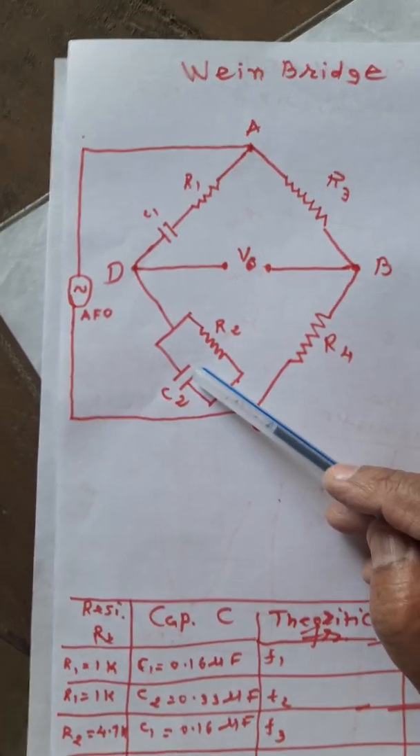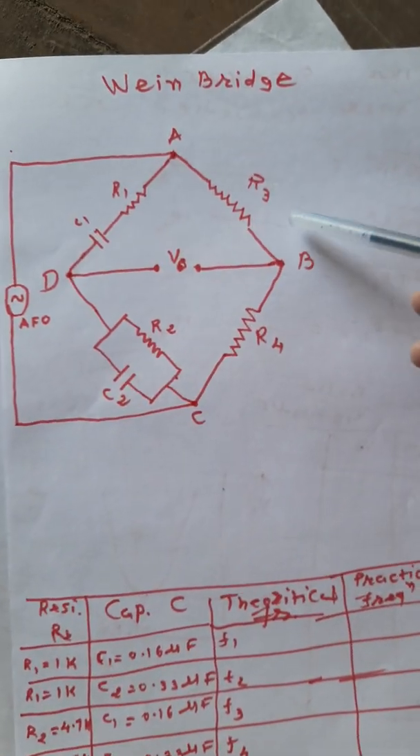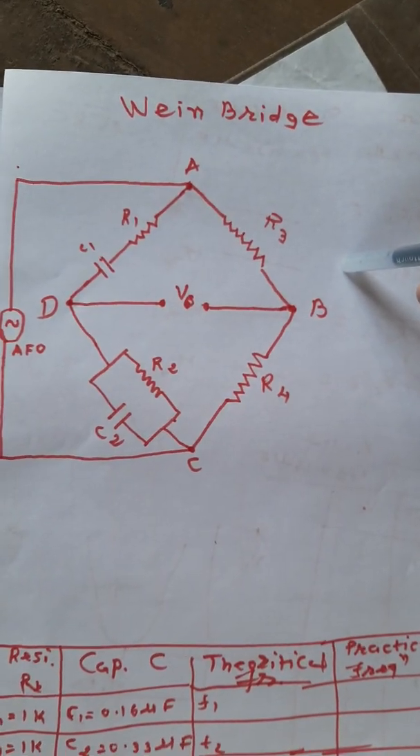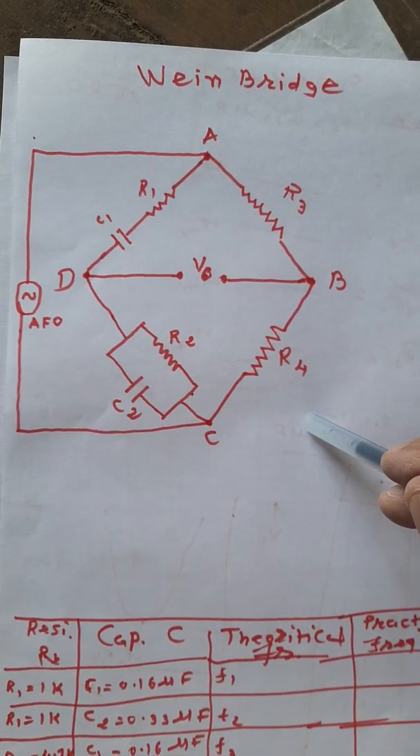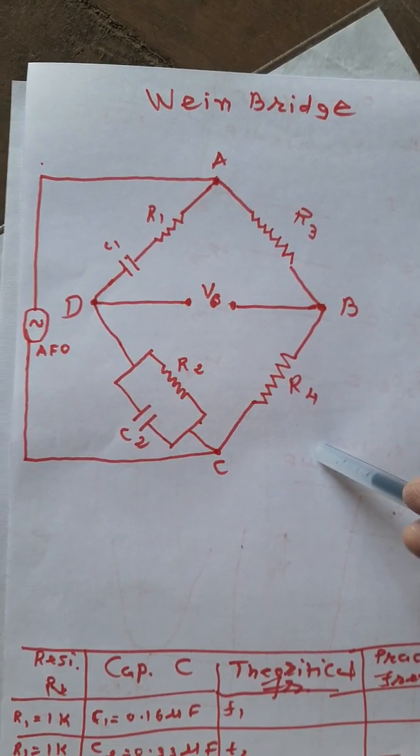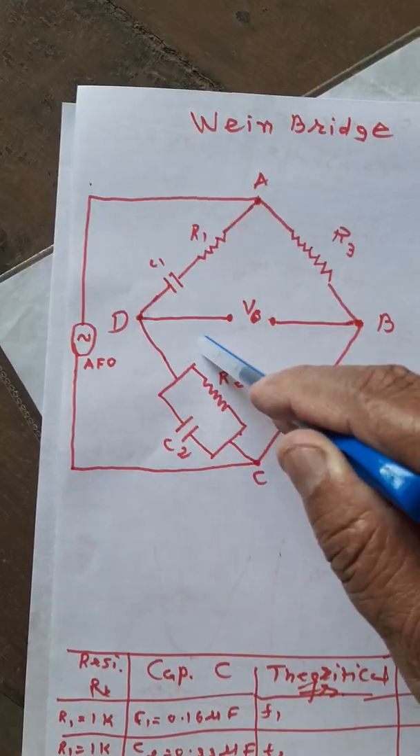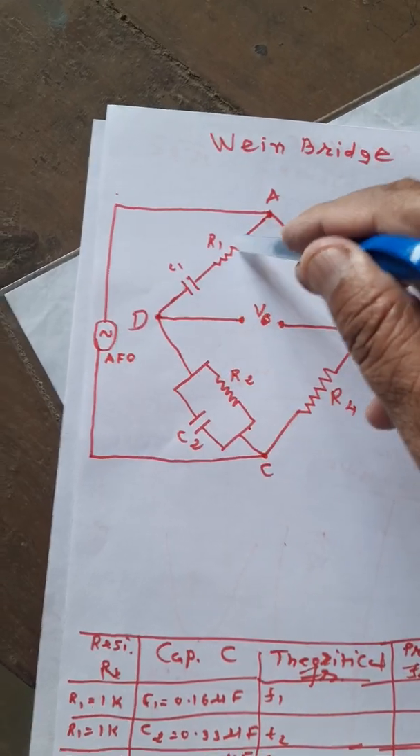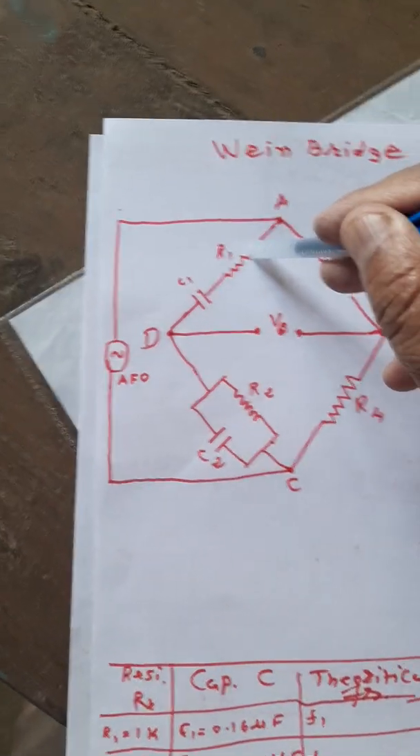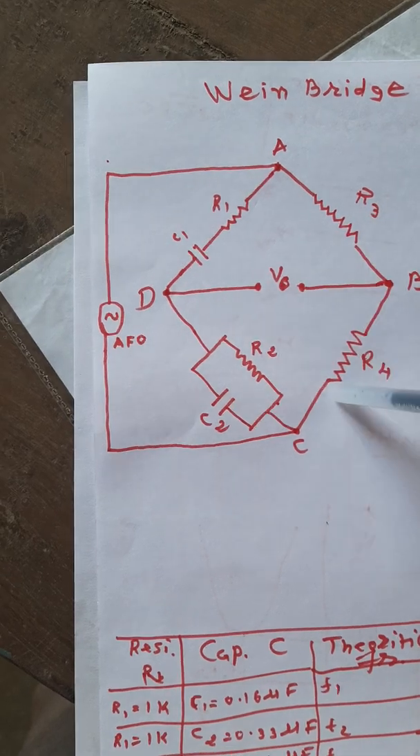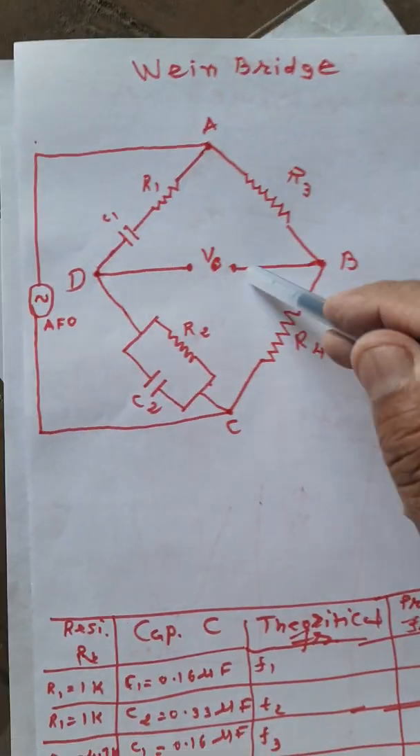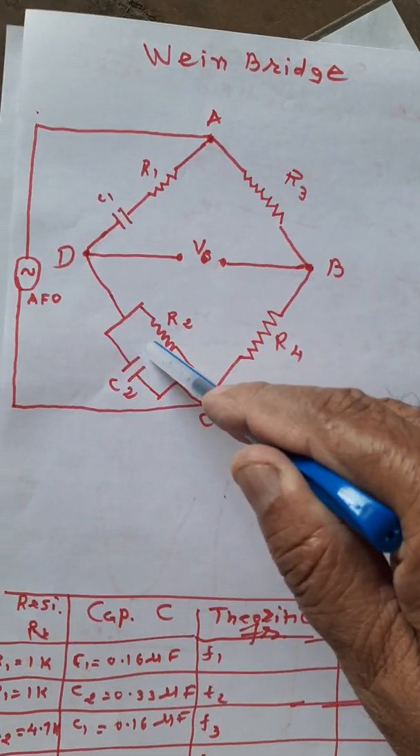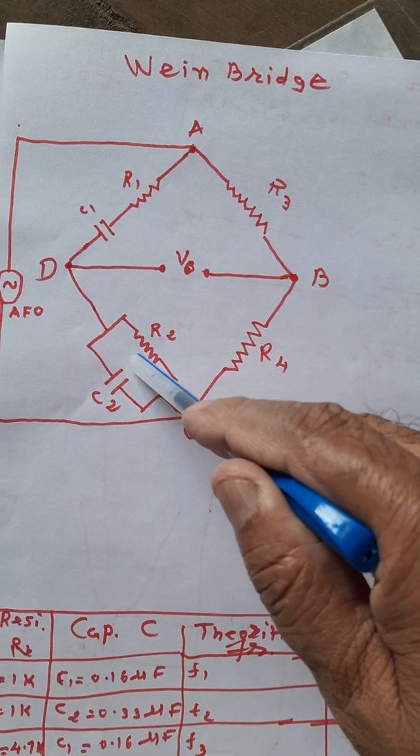Out of these 4 arms of the bridge, the AB arm is purely resistive. The BC branch is also purely resistive. The AD arm is the combination of resistance and reactance. So let me consider it as impedance Z1. The DC branch is the combination of a resistor and capacitor, a parallel combination. Let me consider its impedance as Z2.